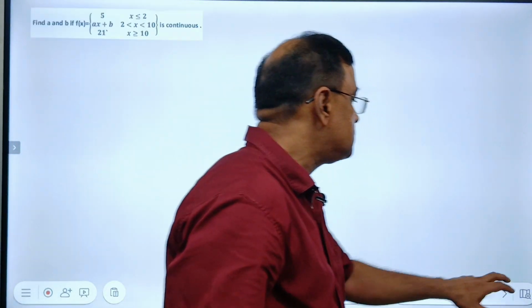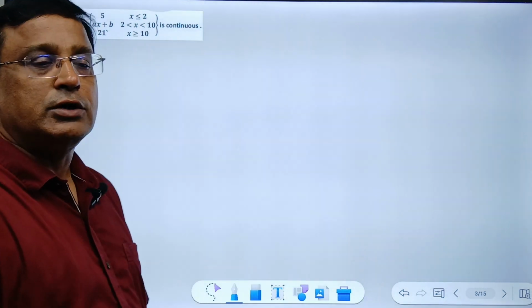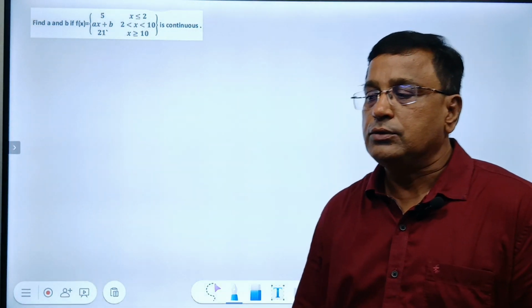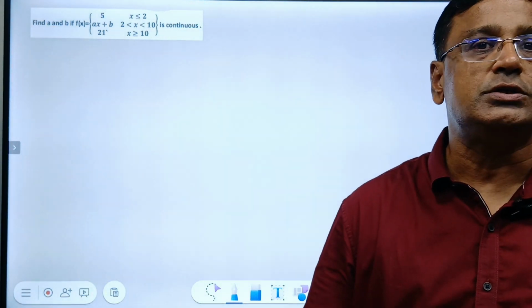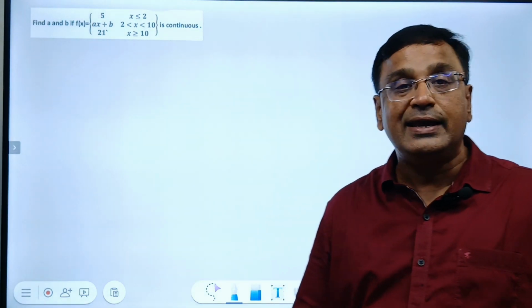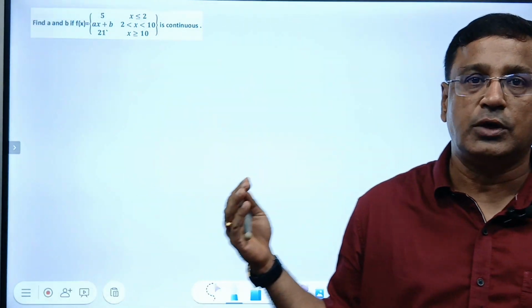Let's go to the first question. Here the question is, find a and b if this given function is continuous. If you notice carefully, they have not told you where the function is continuous. If they don't mention where the function is continuous, it is understood that the function is continuous in the entire real line. The function does not have any point of discontinuity.